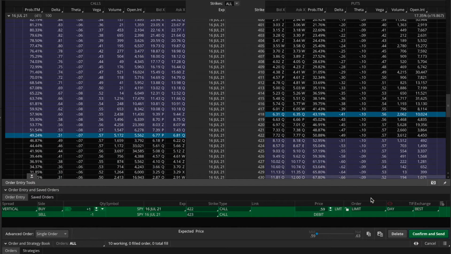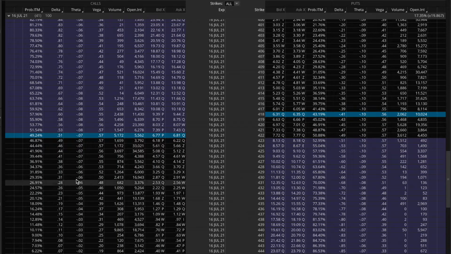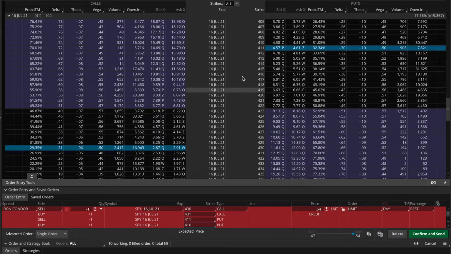And then finally, as the last example, let me do an iron condor real quick. Okay, so here we go. Going to sell one contract for 430 strike call option, buy one contract for 431 strike call option. So that's the call side. And then on the put side, sell one contract for 411 strike put option, and then buy one contract for 410 strike put option. So the spread on both sides of the iron condor are only $1 wide.